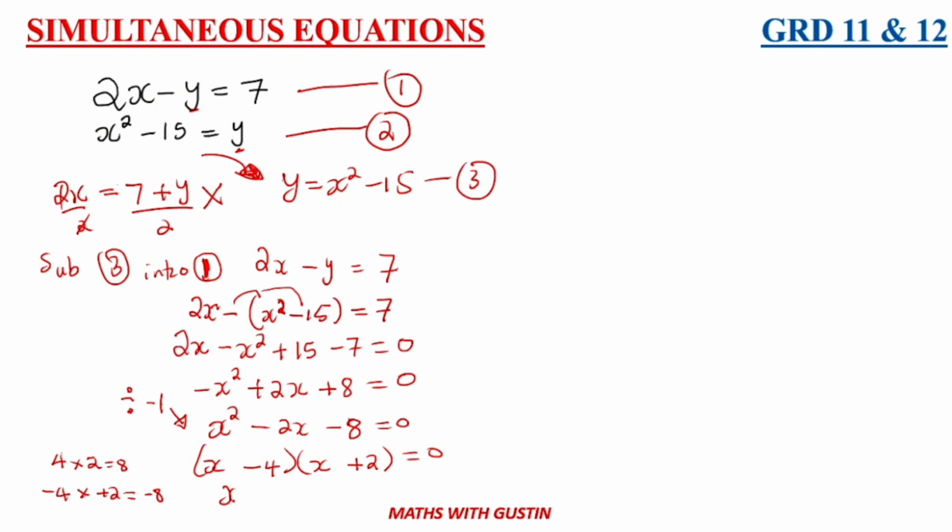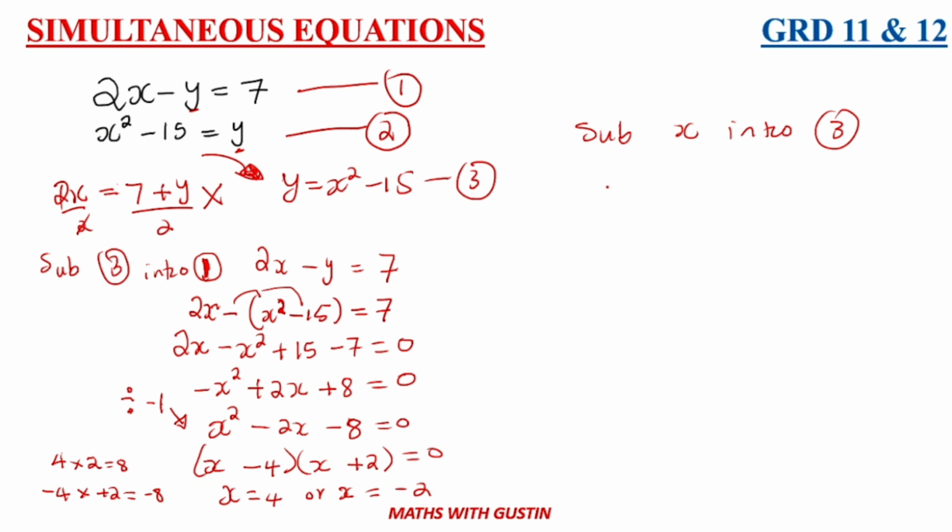So therefore, x is going to be equal to 4, or x is going to be equal to -2. Great stuff. So now, once you have that, we have the values of x, so we can substitute the values of x into our equation number 3.